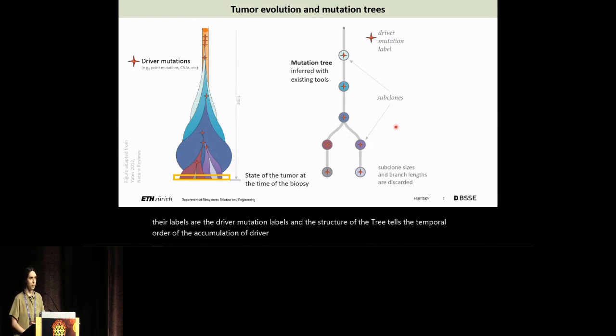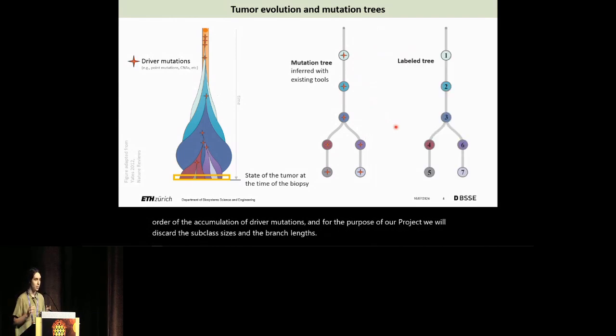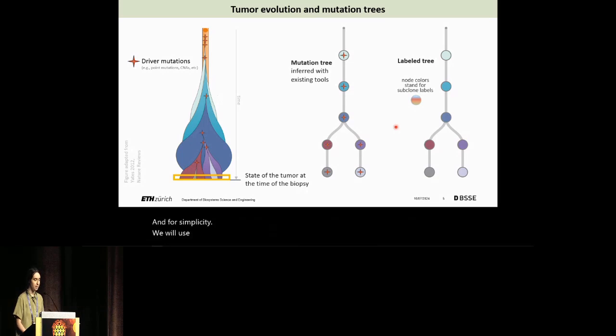For the purpose of our project, we will discard the subclone sizes and the branch lengths. From a computational point of view, the mutation tree is just a labeled tree, where the labels are numerical encodings of the events that happened in each subclone. For simplicity, we will use colors to represent the labeled nodes.